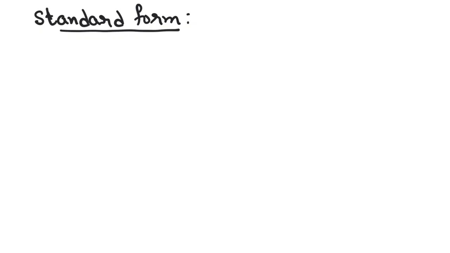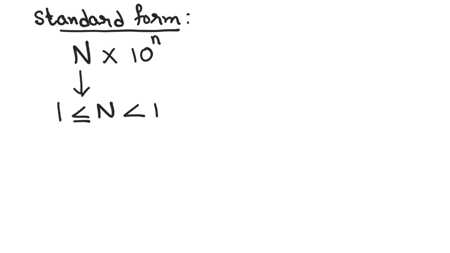For a number to be written in standard form, it must be of the form a number times 10 to the power n. Now this number has to be between 1 and 10. It can be 1 and it should be less than 10. And n is either a positive or a negative integer.